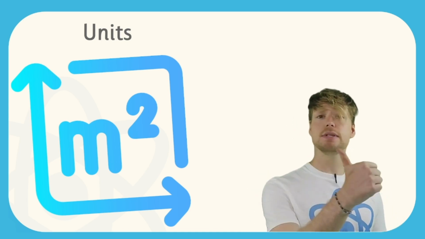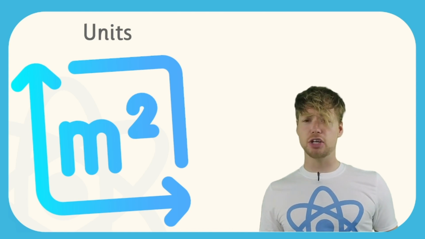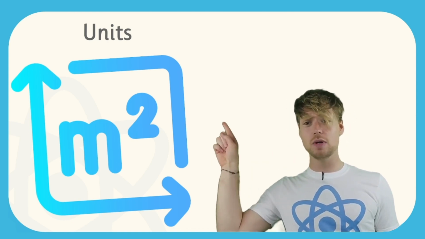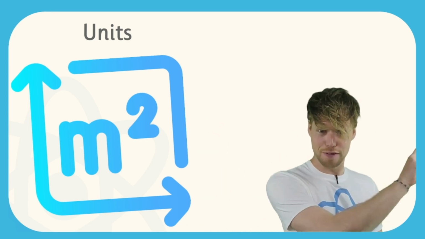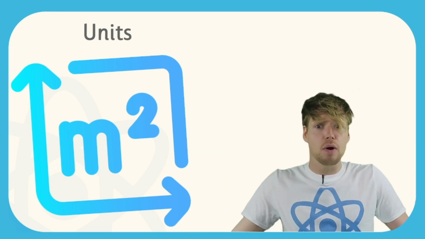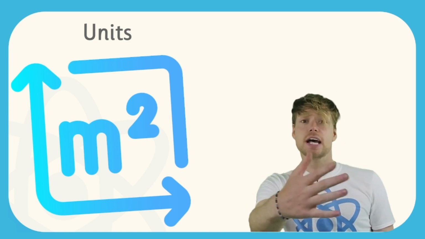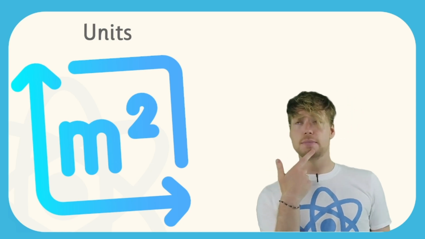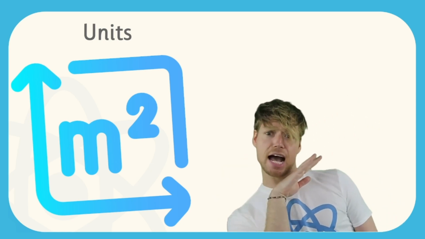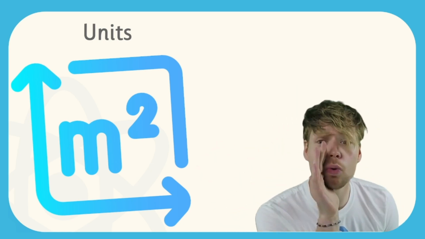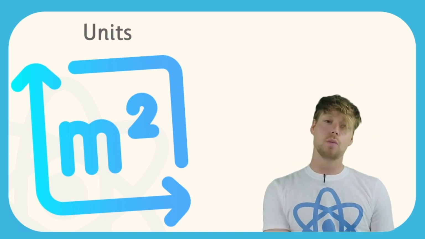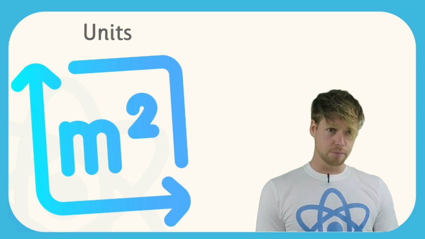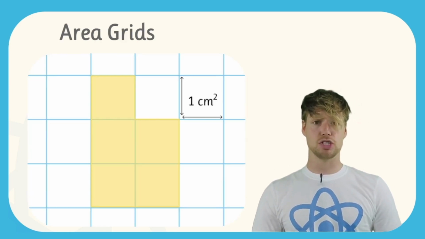Square units are the units we use for area. It could be centimeters squared, meters squared, inches squared, millimeters squared, whatever you want, as long as we have that cute little 2 at the top. Don't forget it. Units are really important because otherwise I don't know what you're talking about. If you tell me the area of something is 9, I don't know if you mean 9 centimeters squared, 9 millimeters squared, 9 dogs squared, 9 cats squared, 9 pigeons squared. I don't know. So we need to make sure we always use our units.